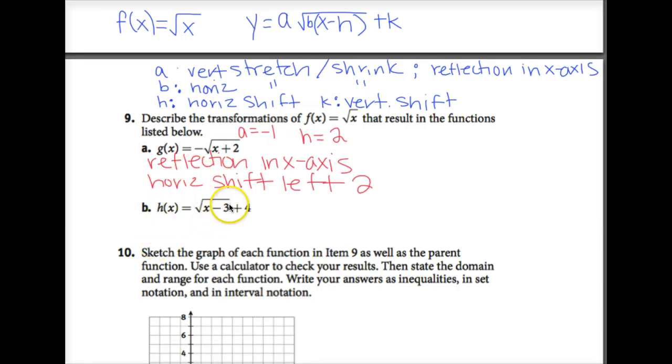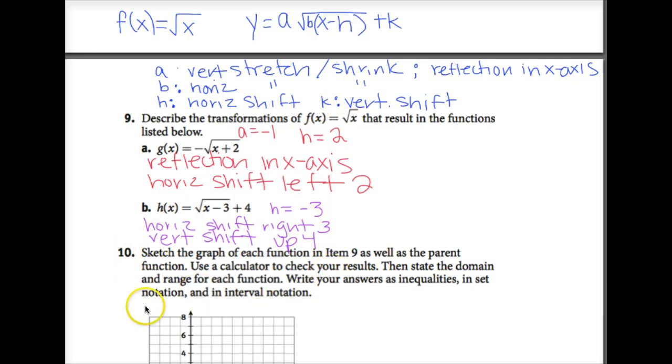Part B, this -3 is an H value. That means it's a horizontal shift to the right. So horizontal shift, right 3. Then the K value, that's a vertical shift. And because it's positive, that means it's up. So up 4. So those are the transformations that you should have here.